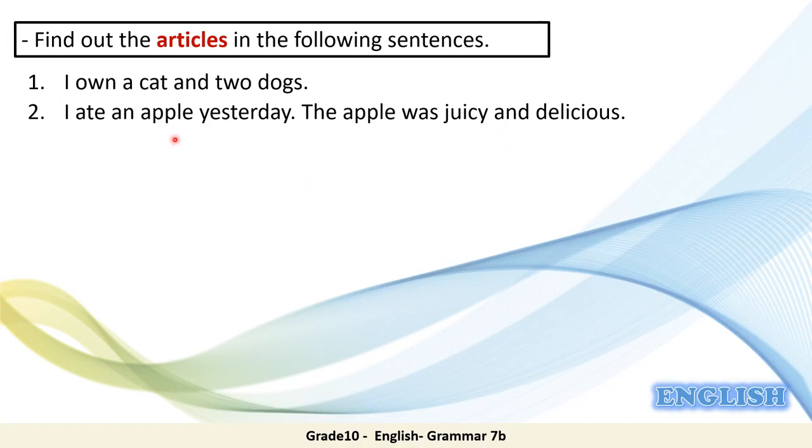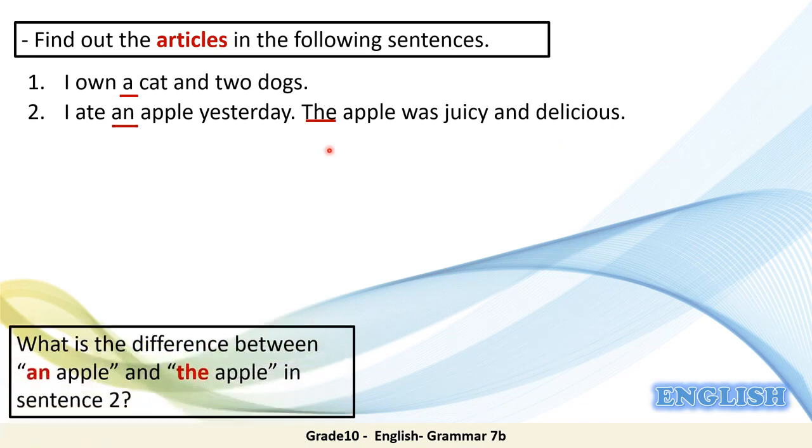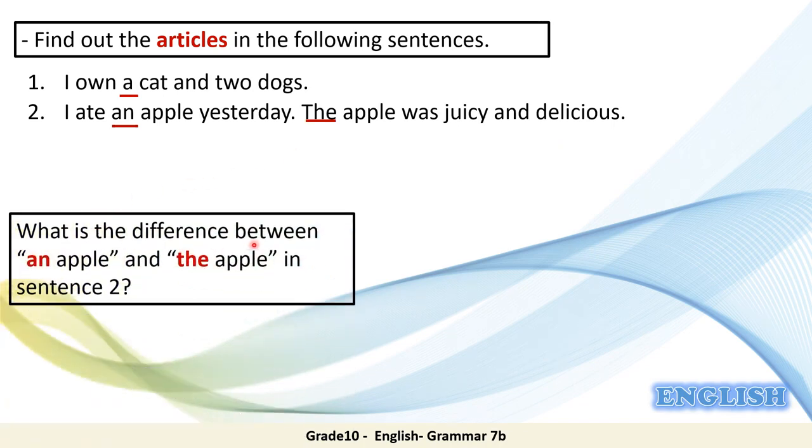Now, let's answer together. Where is the article in number 1? It's correct. It's a. I own a cat. Number 2, I ate an apple yesterday. So, where is the article? It's correct. An. The apple was juicy and delicious. So the article here is the. Now let's find out what is the difference between an apple and the apple in sentence 2.